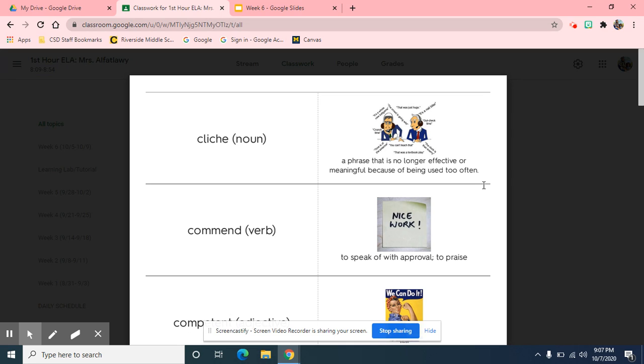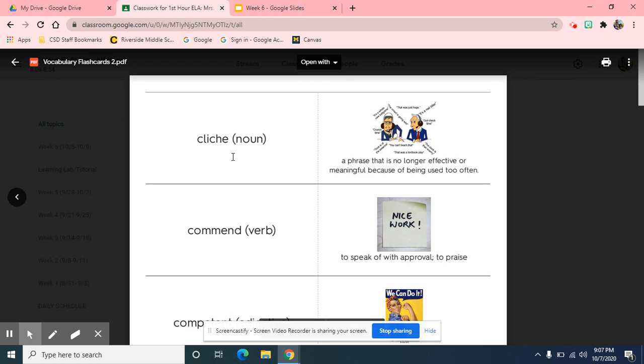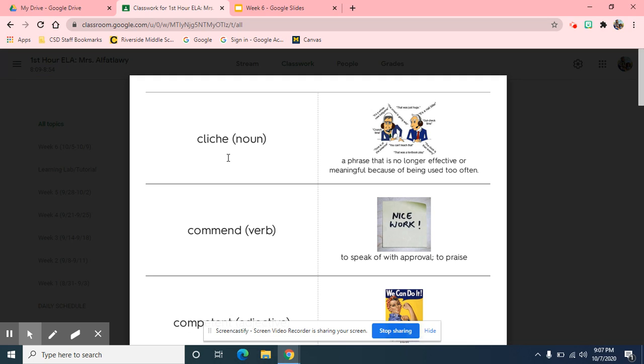All right, the first word on the list is a noun, and it is called cliché. Cliché. That's how you sound it. Cliché. So cliché is a phrase that is no longer effective or meaningful because of being used too often. So if there's something that's being used too many times, it kind of becomes old. So an example would be busy as a bee.